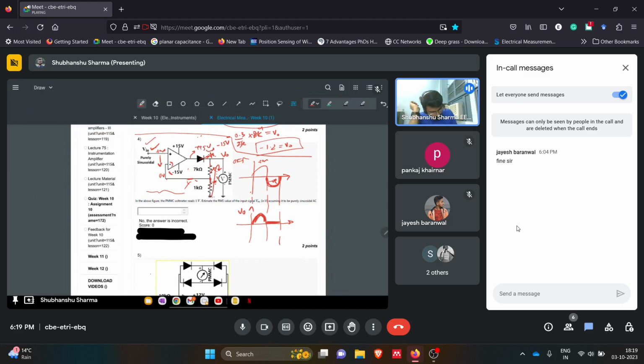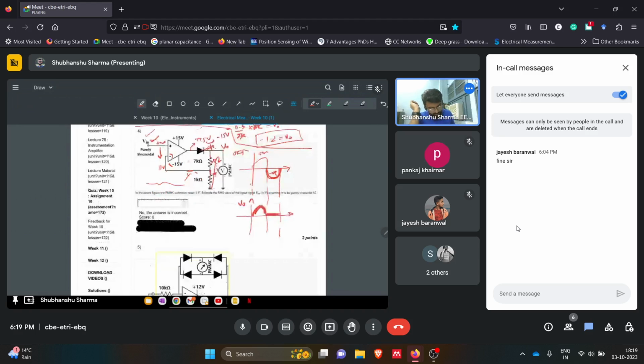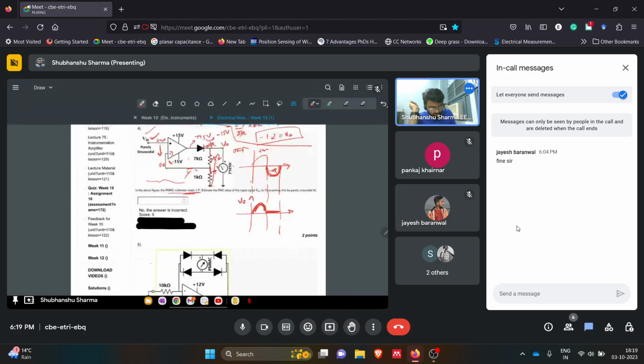Now moving forward, they have given that this PMMC voltmeter reads 1 volt, and we know that a PMMC meter only reads the average output. It considers the average of whatever is being inputted to the meter. But we have to calculate the RMS value of the input signal V in.